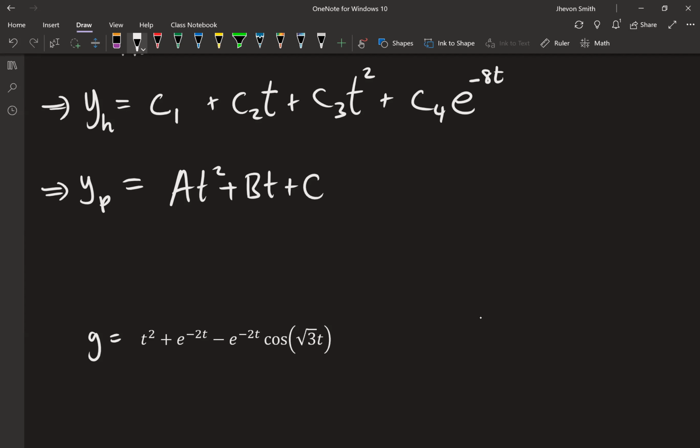Now, before we move on, we check, are there any issues with this? Yeah, in fact, that's exactly the same as C1 plus C2T plus C3T squared. How do I fix it?